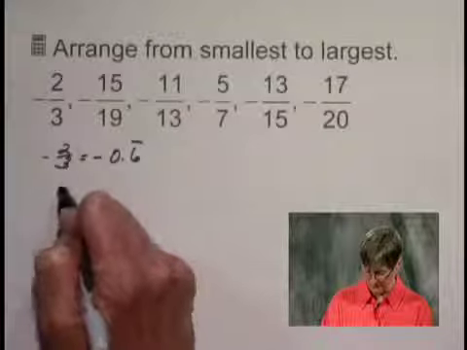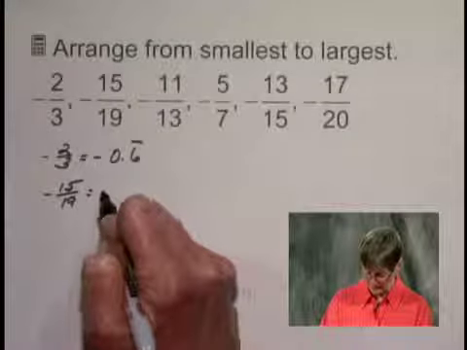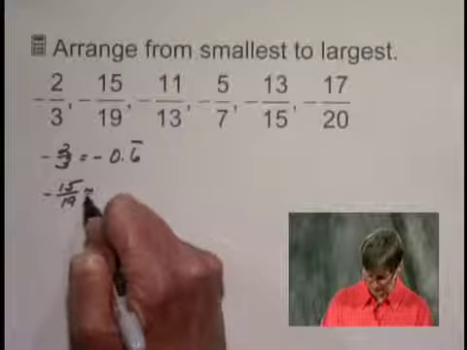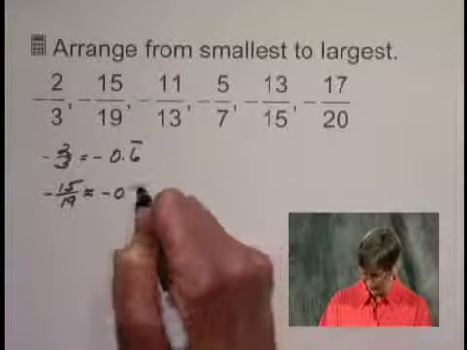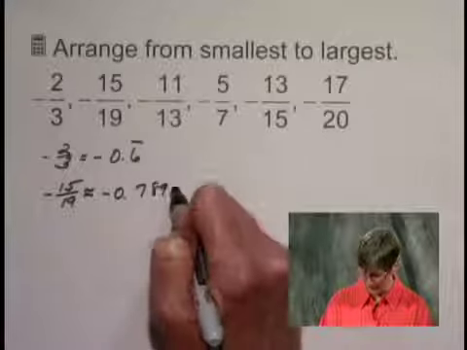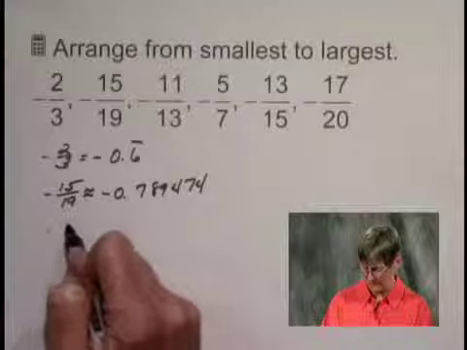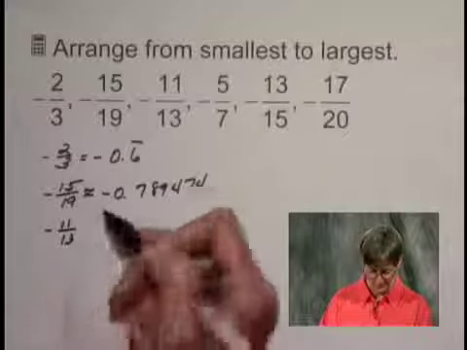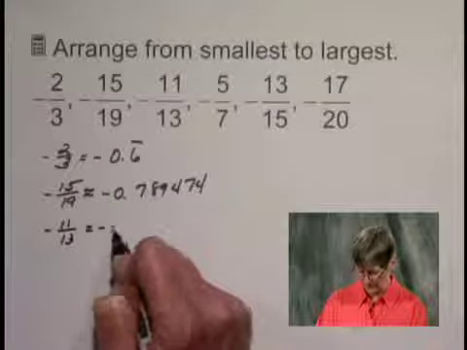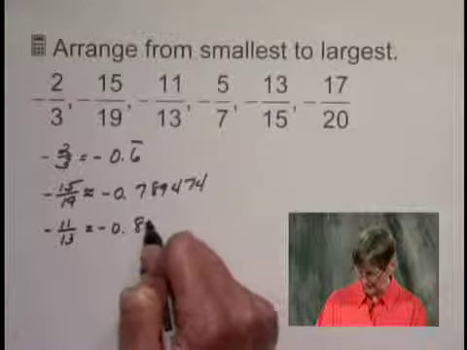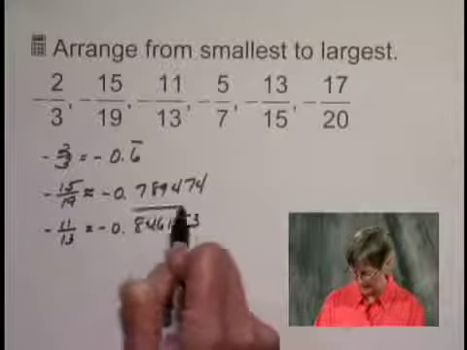If we were to find negative 15 over 19 on a calculator, we would get that it's approximately equal to, it's not exactly equal to, negative 0.789474. Doing the same thing with negative 11 over 13, we find that that is equal to a repeating decimal, which is negative 0.846153, where those 6 digits repeat.